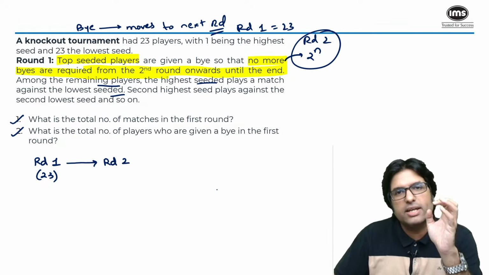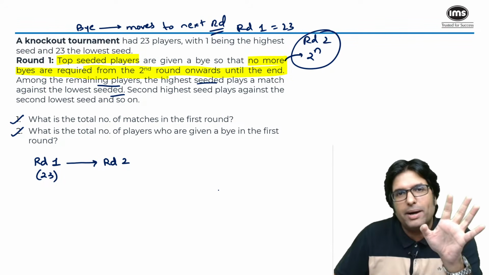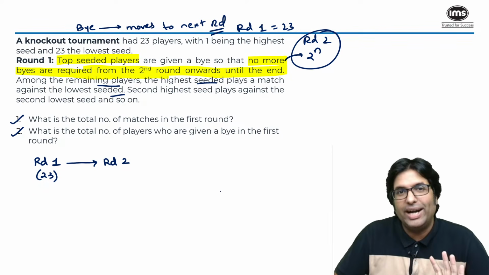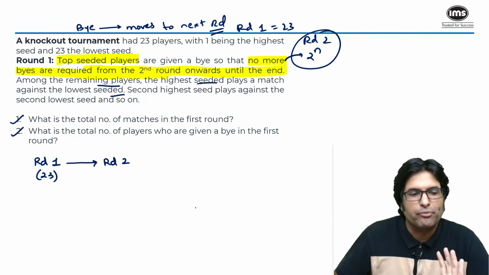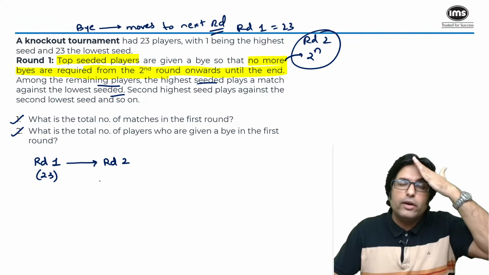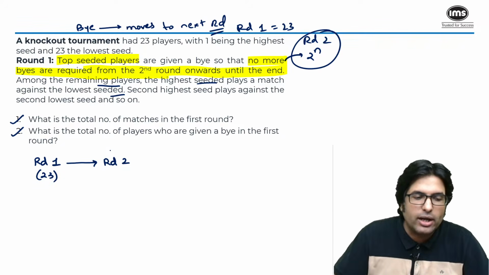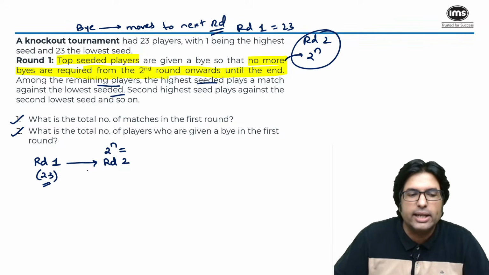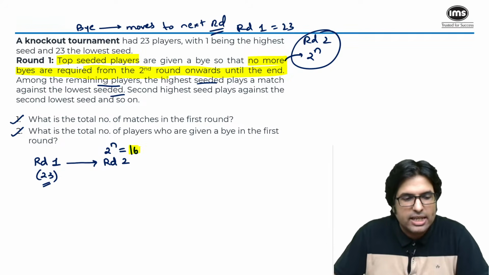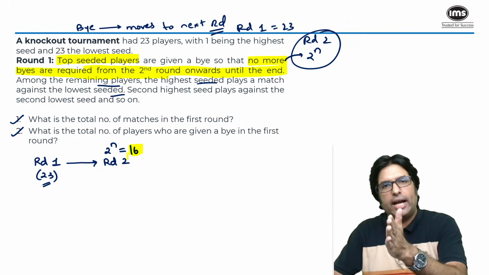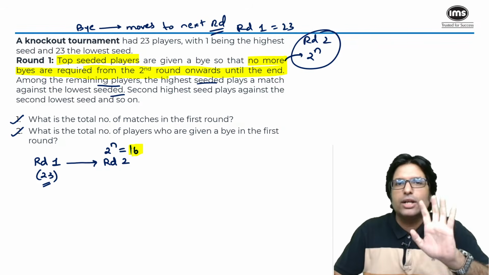So let's say player rank 1 is given a bye. So player rank 1 will not play a match in round 1. It will directly go to round 2. Wildcard entry directly into round 2. So from round 2, we know that the number of players that we want are of the form 2 to the power n. So what is the number lesser than 23 which is of the form 2 to the power n? We'll say 16. So we would definitely have 16 players from round 2, so that 16, 8, 4, 2, 1, the entire theory remains intact after round 2.